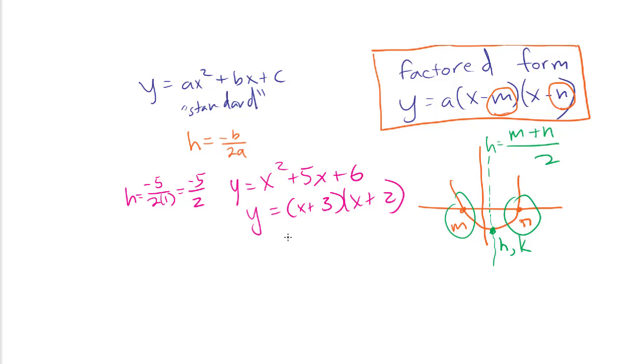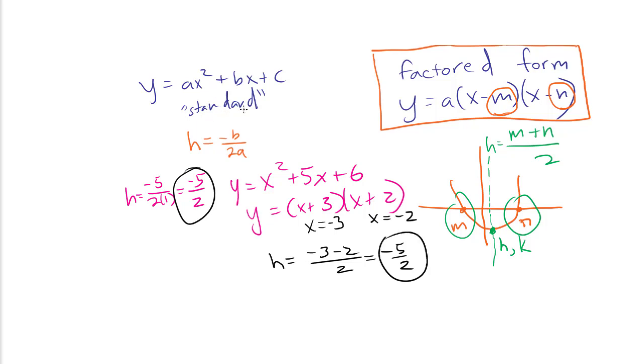In the factored form, I would take the average of the roots, which are, in this case, minus 3 for the x plus 3 factor, and x equals minus 2 for the x plus 2 factor. That average is minus 3 plus minus 2 divided by 2, also minus 5 halves. The same h value as I would have determined if I had the same standard form equation. So that's how I would do it in factored form.